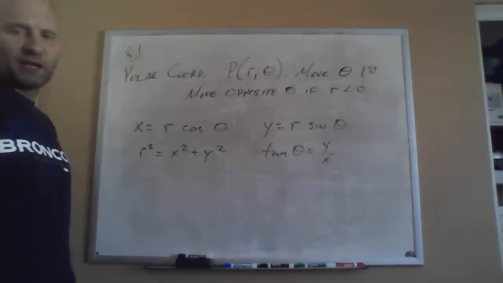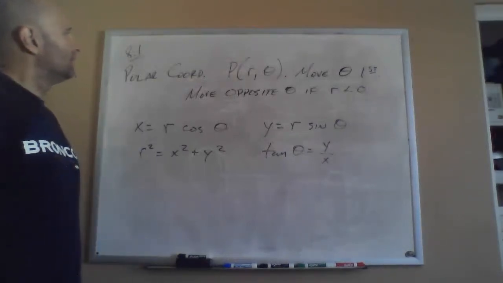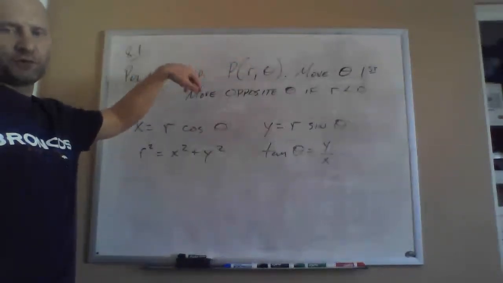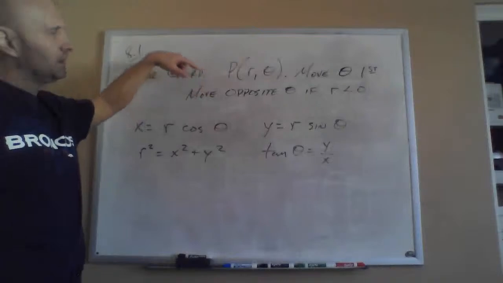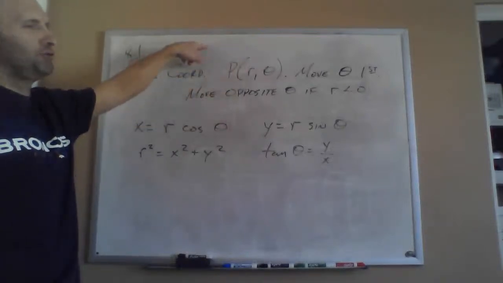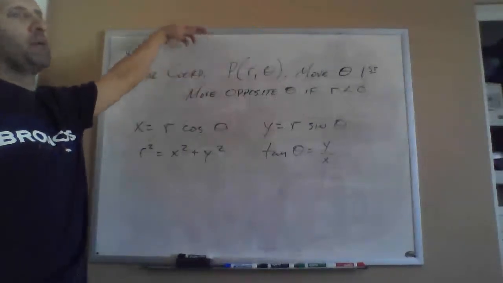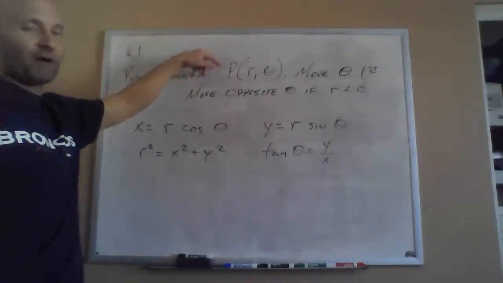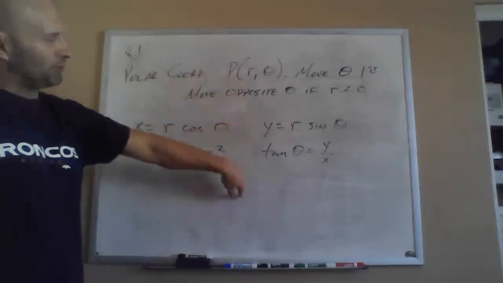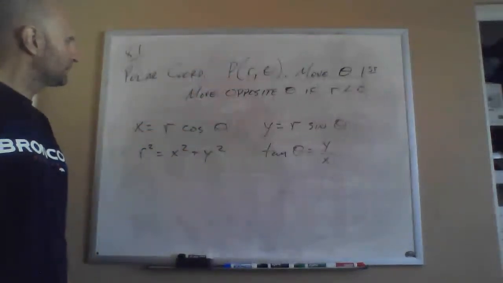Okay, so for today, 8.1, we have r and theta. We're always going to move theta first. So if it's pi over 2, we're going to move to pi over 2. And then r tells us how many units out from the origin. If r is negative, we move in the opposite direction of theta. So it actually put us at 3 pi over 2.